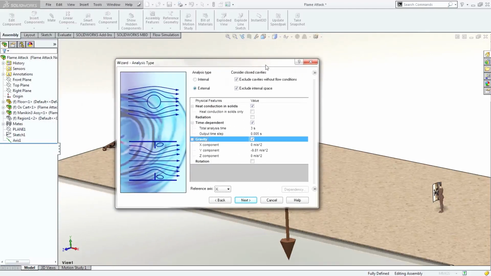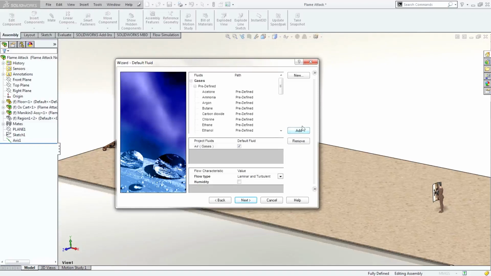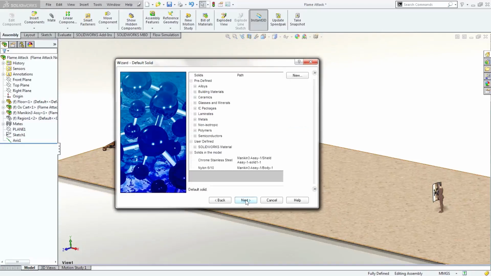Johnny now needs to add the gases he would like to use in the analysis. The main fluid in the model is air, and so this is selected from the predefined list. He also includes a dragon flame fluid he created earlier and saved in the user-defined material database.